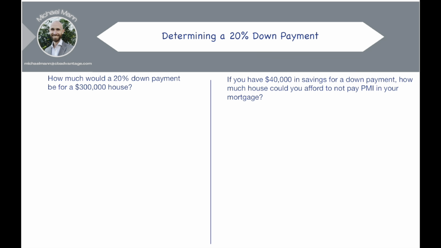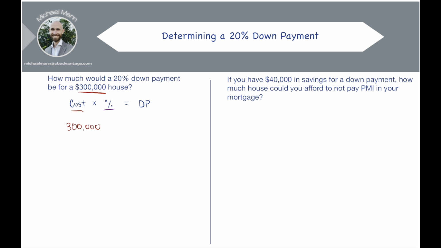Now, when you're calculating a down payment or using a percentage, you can always use a formula where the cost of the home multiplied by the percentage that you want to put down of equity is going to be equal to your down payment. So for this first example, it's asking for how much would a 20% down payment be for a $300,000 house. In this case, your $300,000 is the cost of the home. So we're going to go ahead and put $300,000 in for that.